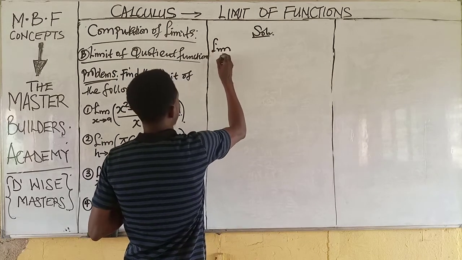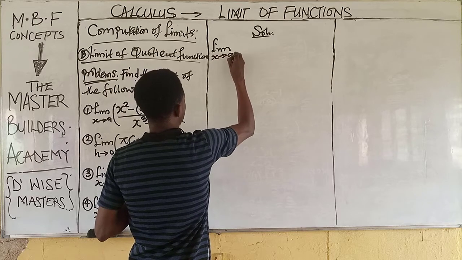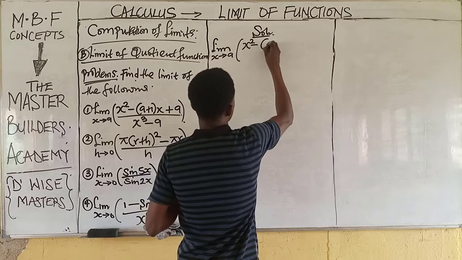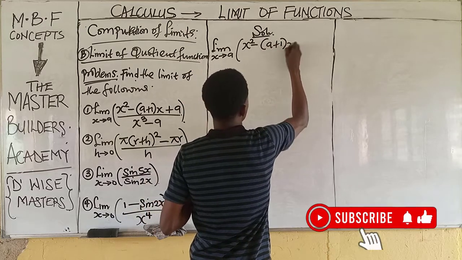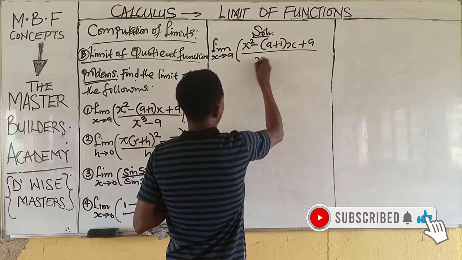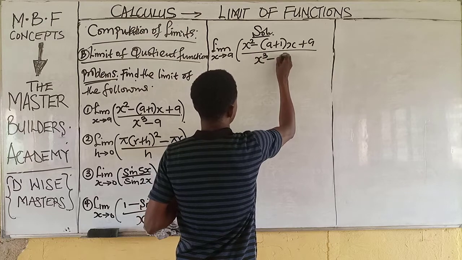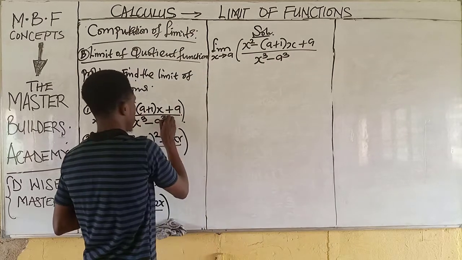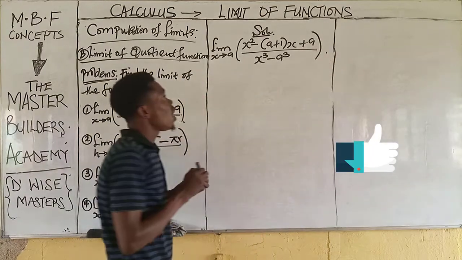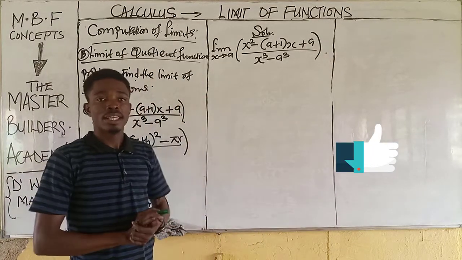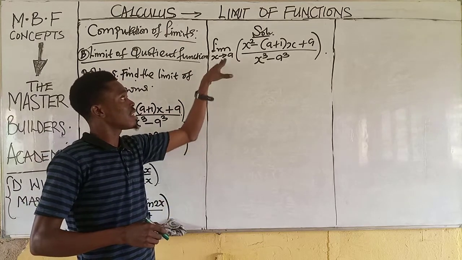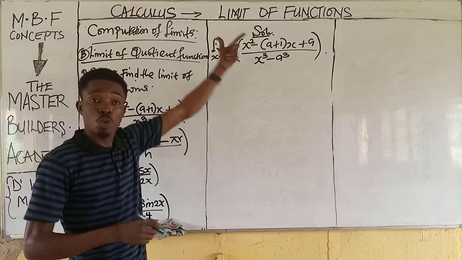We have the limit as x tends to a of (x squared minus (a plus 1)x plus a) all over (x cubed minus a cubed). Alright, this is the first question that we have. All we need to do here is to look at the limit that we are given. We are told that x is equal to a.